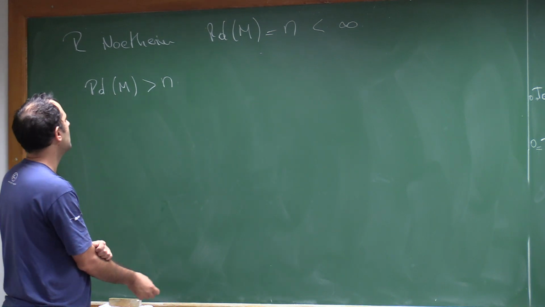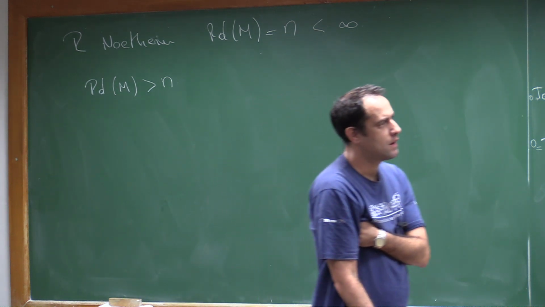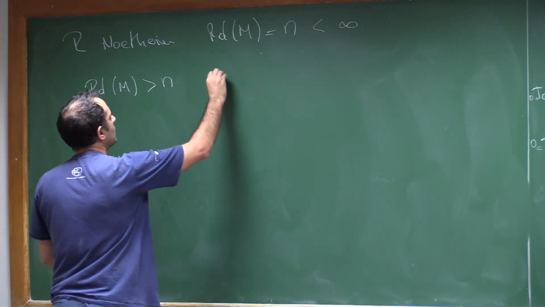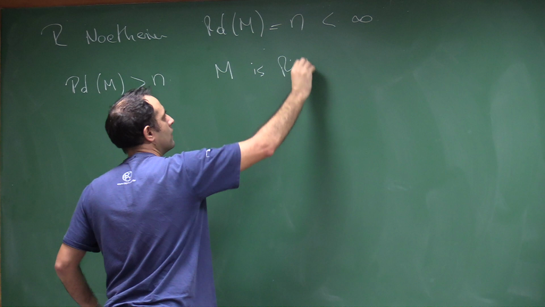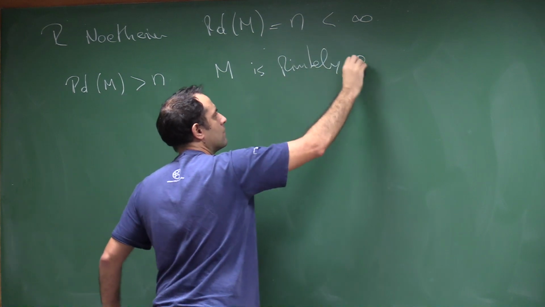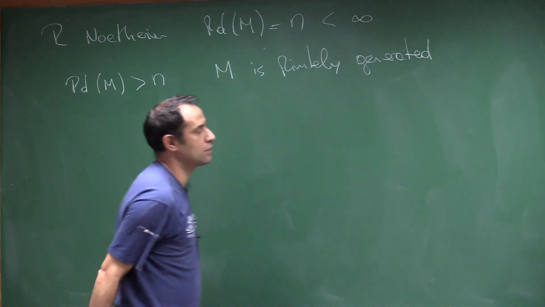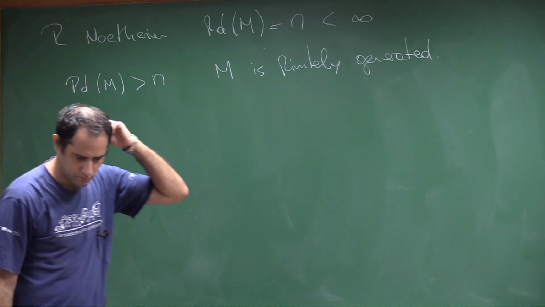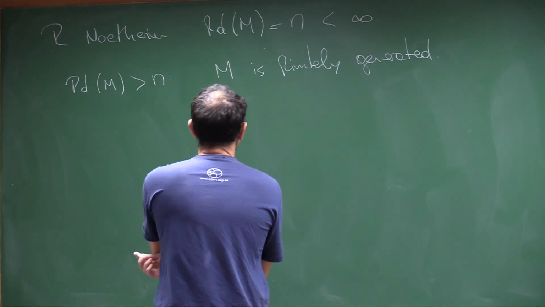But then, let's suppose that M is finitely generated. Suppose that M is finitely generated. So that's an extra condition on the module M.